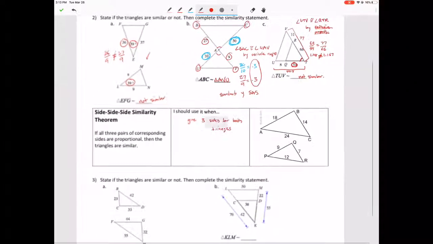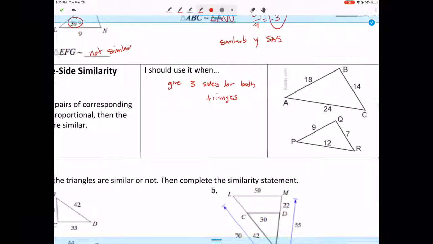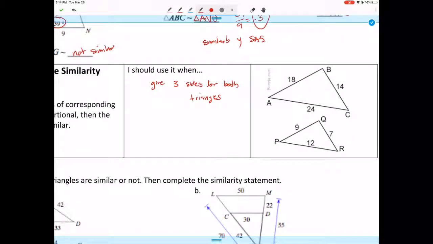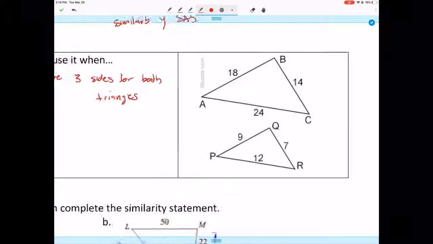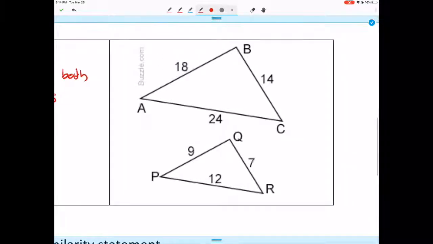All right, last one is side, side, side similarity. So if all three pairs of corresponding sides are proportional, then the triangles are similar. You should use that whenever you have three sides for both triangles. For example, here's an example where we have three sides for both triangles, all filled in. We would need to find those three proportions and make sure that they're all the same.